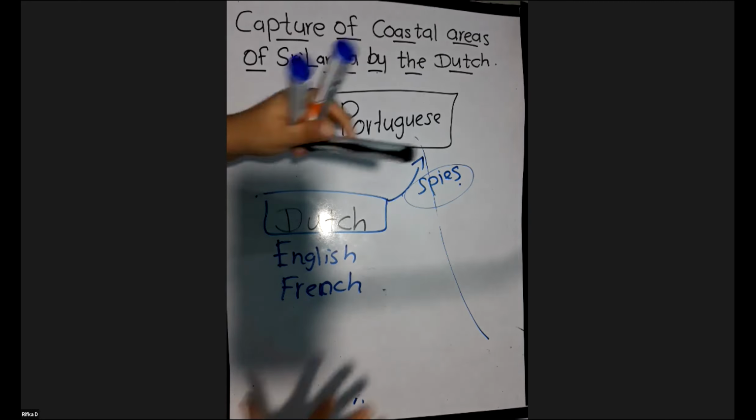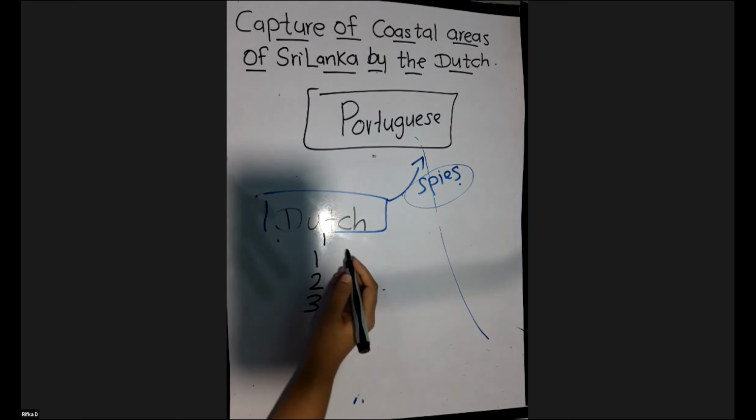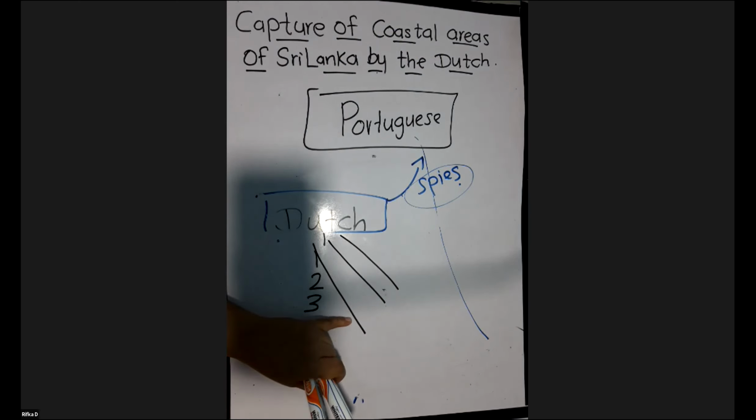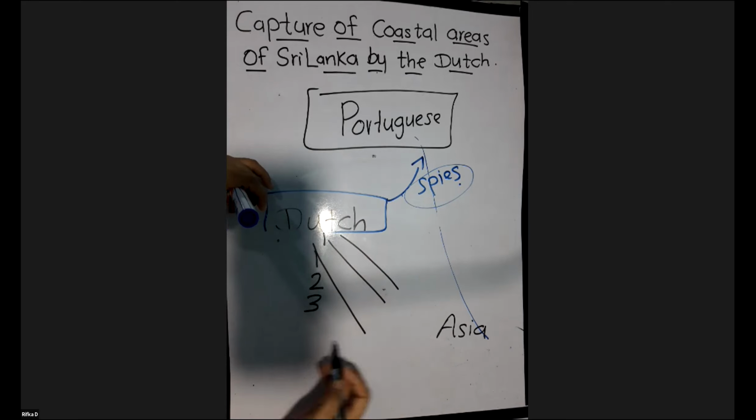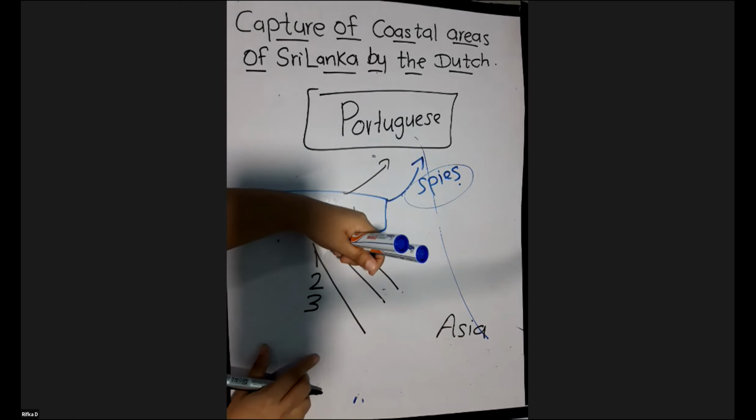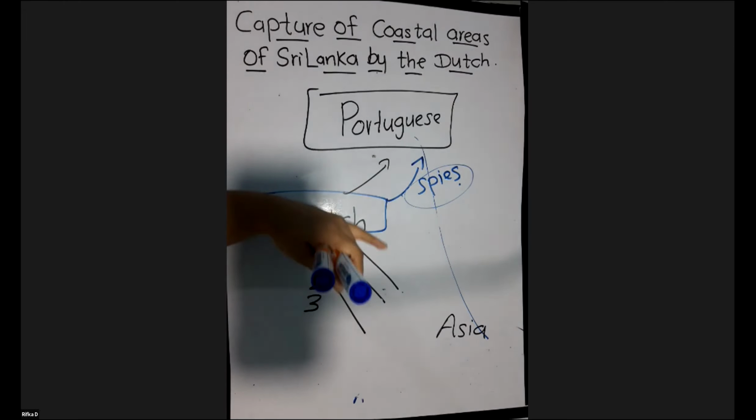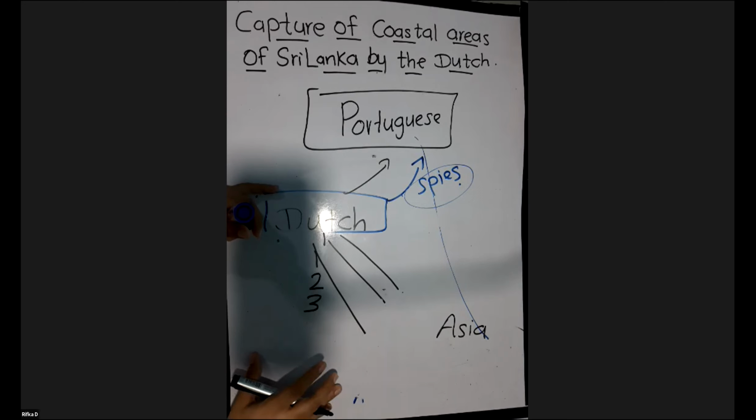So after they found the route to Asia, what happened? Many Dutch companies, not only one, not only two, not only three, arrived in Asia. However, now the competition started among these Dutch companies themselves. So the Dutch government realized that if there were controversies between their companies themselves, they couldn't get the trade monopoly of Asia.